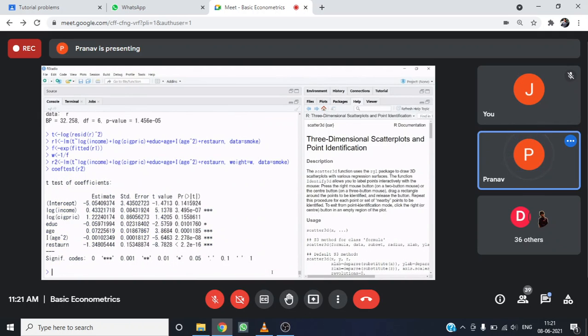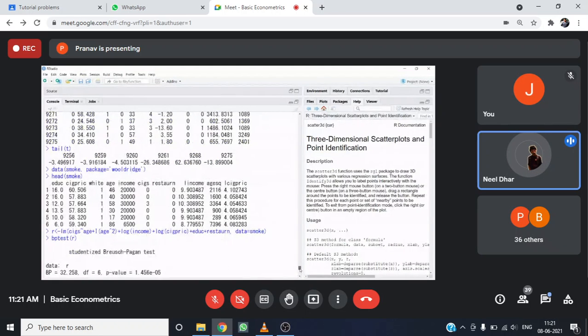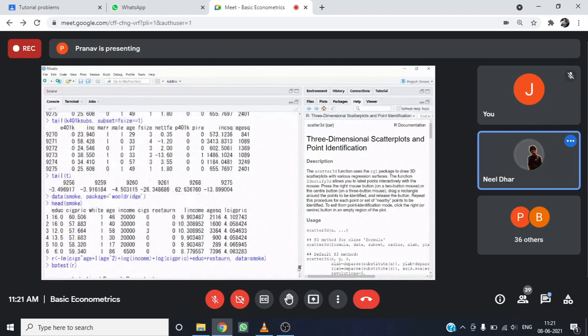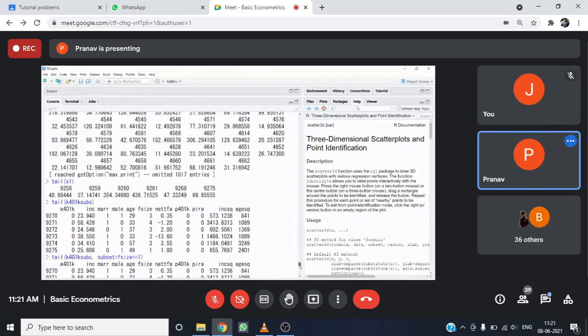Now, if you simply run a BP test, it changes. Yeah, it changes now. Yes, sir. Could you scroll up, sir, please? Sir, I'm very sorry, but it's getting very difficult to understand why you're doing what you're doing at this point. Which part? Just tell me. I'll start from there. The whole thing, sir.